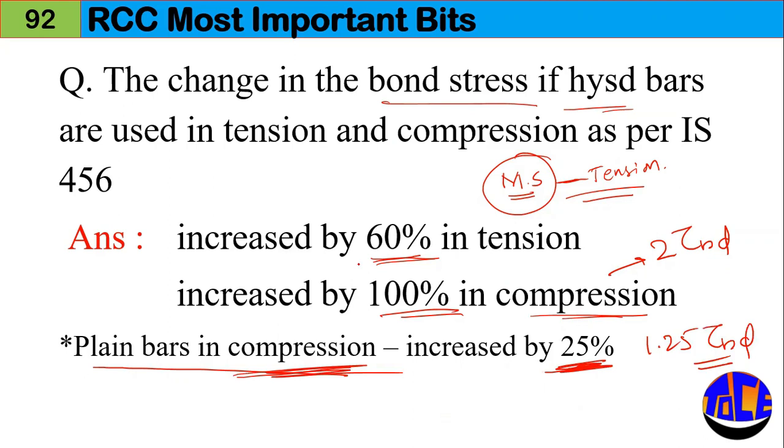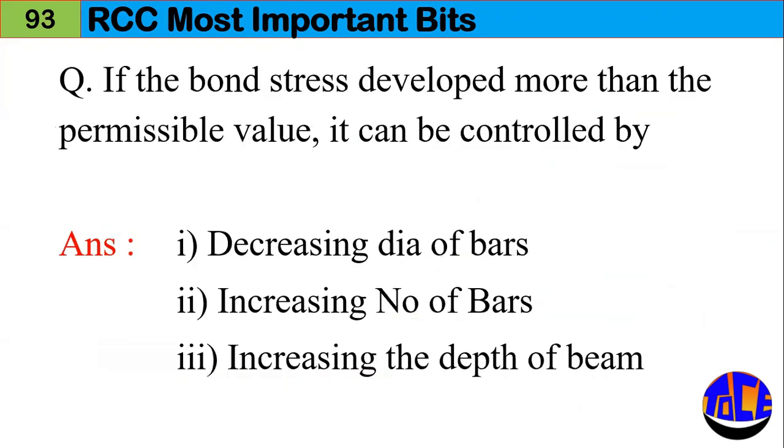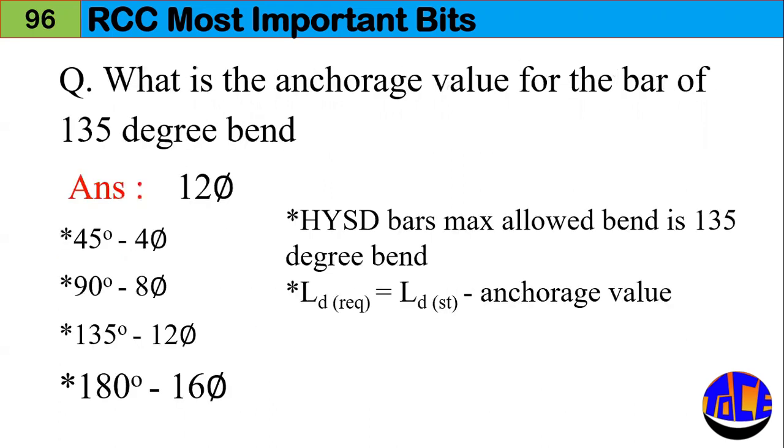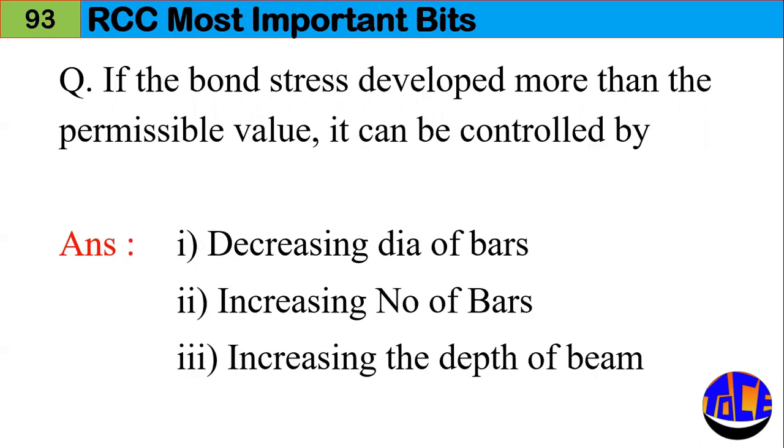Okay. Question number 93. If the bond stress developed is more than the permissible value, it can be controlled by decreasing the dia of bars, increasing the number of bars, and increasing the depth of the beam. So these are the three ways of getting the bond stress under the permissible value.